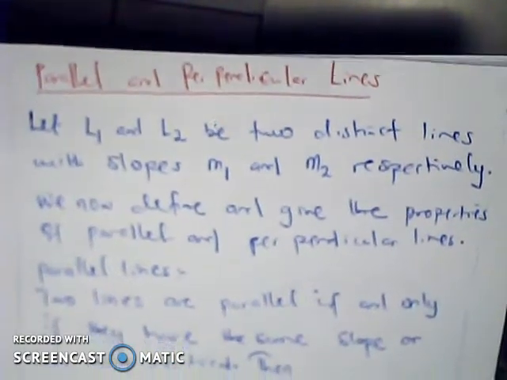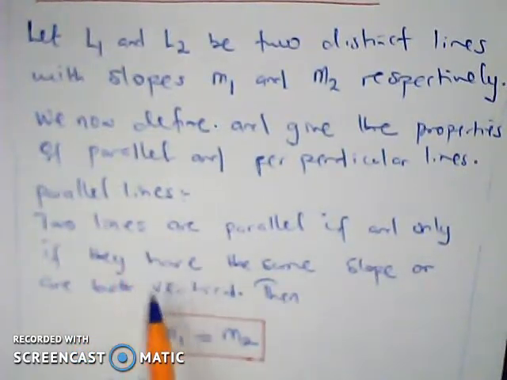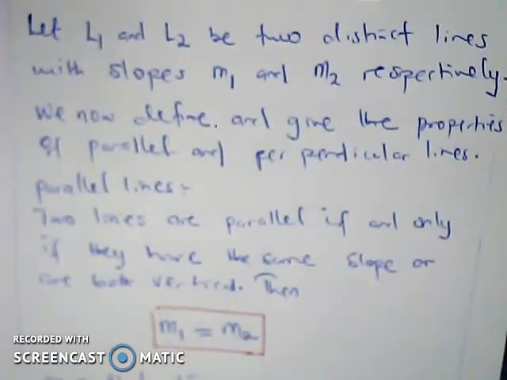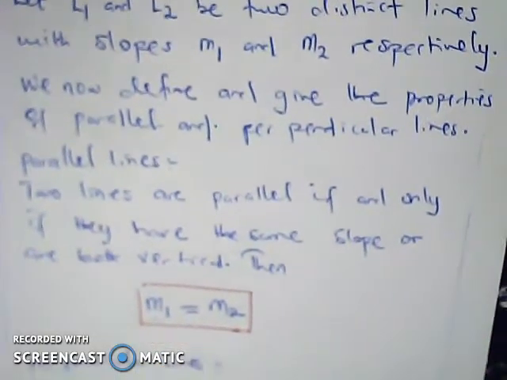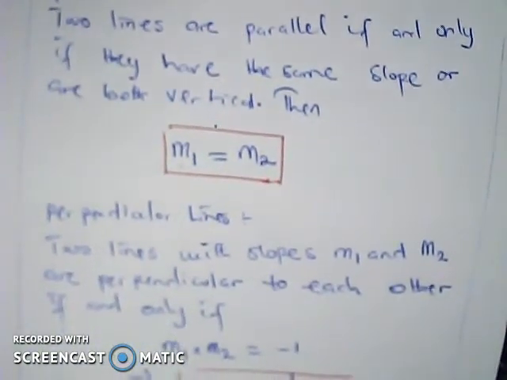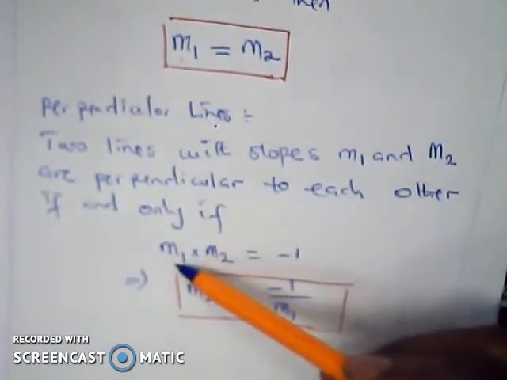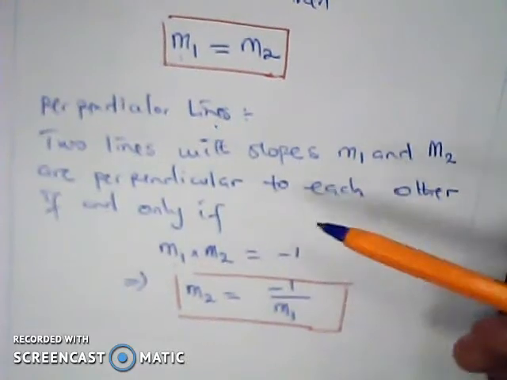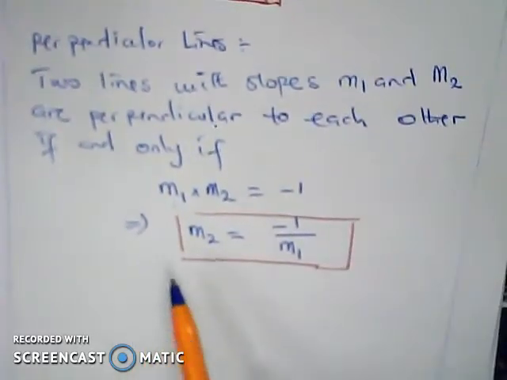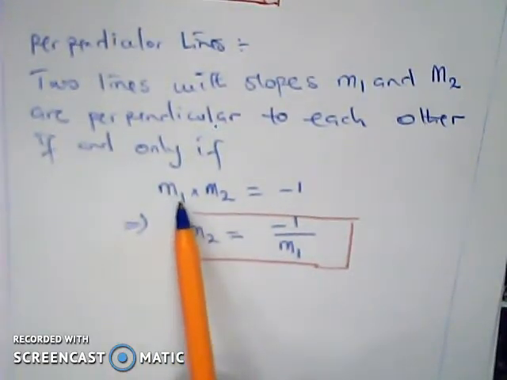If two lines are parallel to each other, that means the slope of line 1 is equal to the slope of the second line. Also, if two lines are perpendicular, the slope of the first line multiplied by the slope of the second line must always equal -1. In other words, if I know the slope of the first line, I can find the slope of the second line by using this equation.